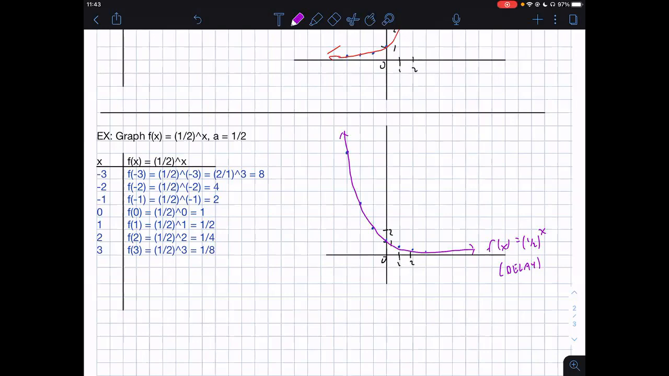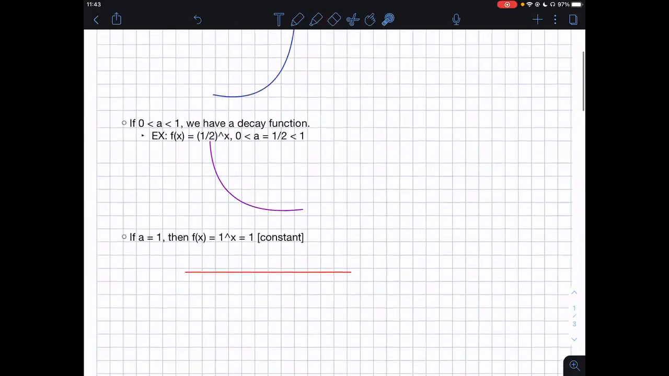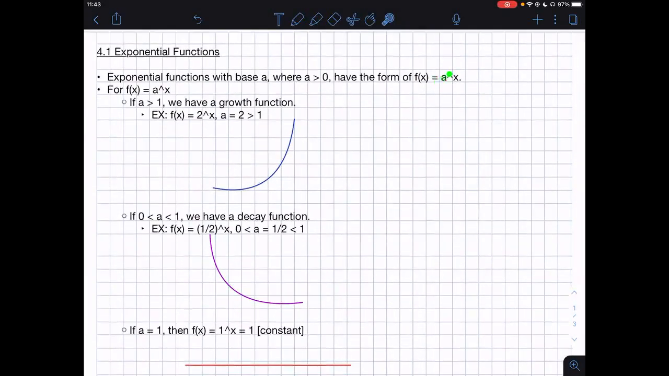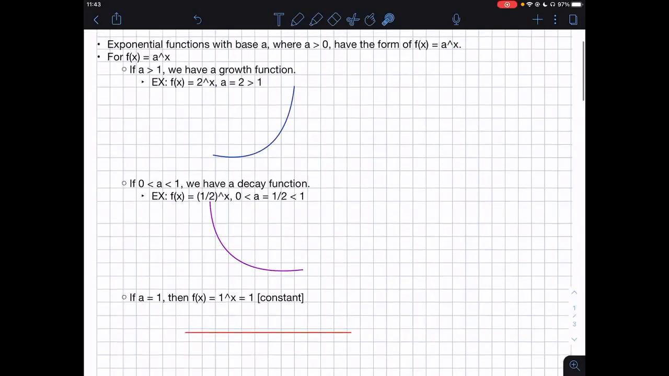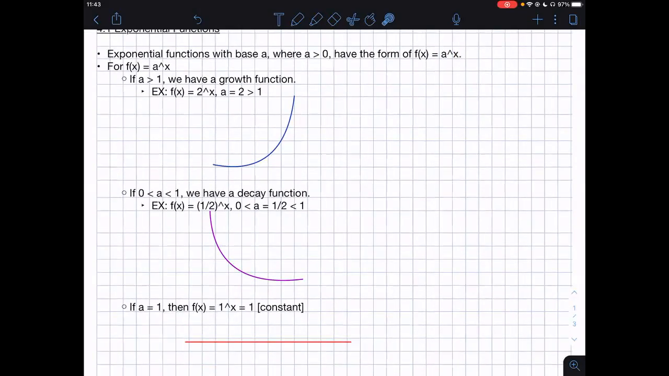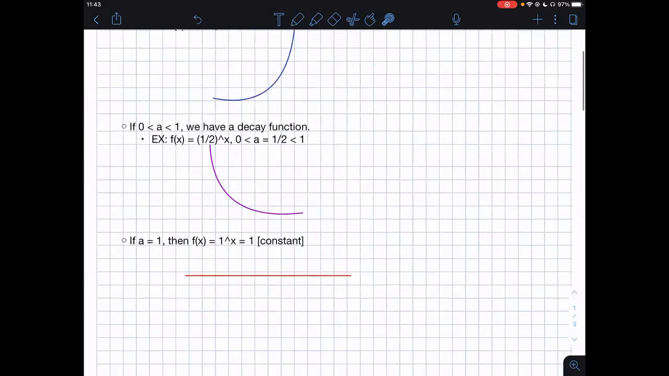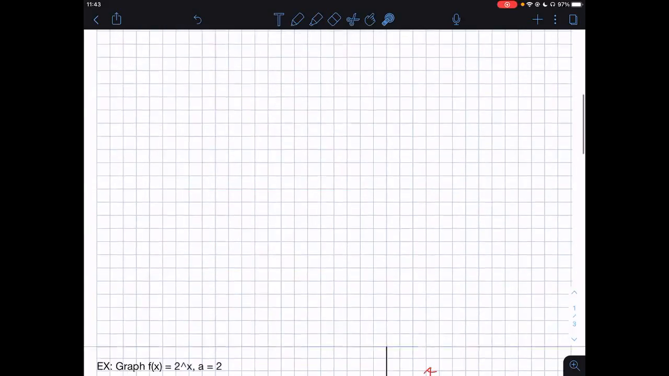So again, this is just a quick review of the properties of exponential functions. Exponential functions have the formula a to the x, where a has to be a positive number. x can be any real number, but a has to be positive. If a is strictly greater than 1, then we have what's known as a growth exponential function. If it's between 0 and 1, then we have a decay function, meaning our function decreases exponentially as x gets bigger. And if a equals 1, then we really don't have an exponential. If a equals exactly 1, then we just have a constant horizontal line.